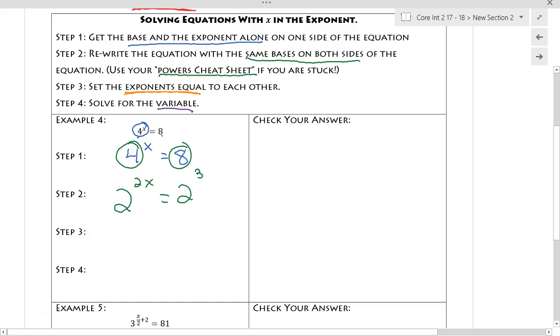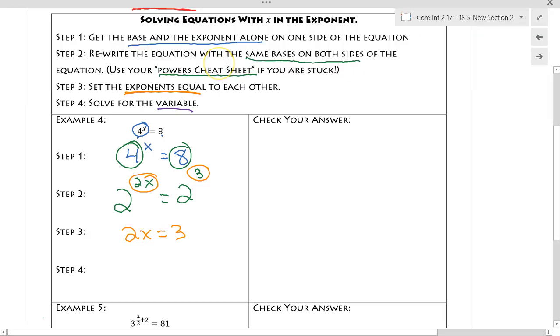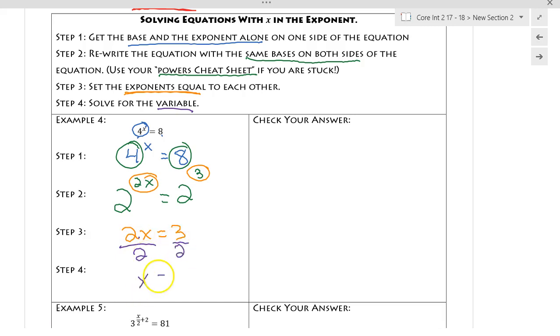Alright, set the exponents equal to each other. Exponent, exponent. 2x equals 3. That's my third step. Step 4, solve for the variable. Remember, this is multiplication, doing the opposite. I'm going to divide by 2. X equals 3 divided by 2 is simply 3 halves.